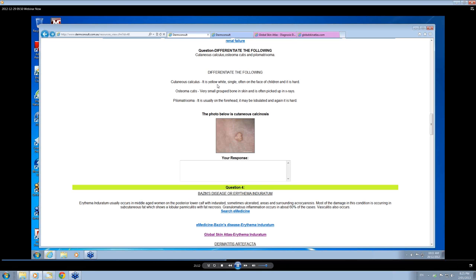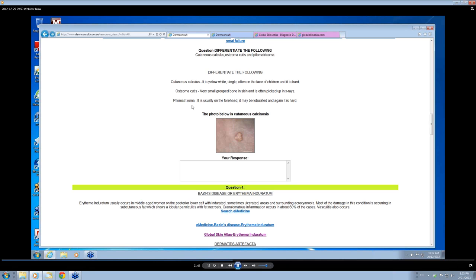Cutaneous calculus, yellow-white, single, often on the face of children, and it's hard. Tumoral calcinosis can look very similar. I remember getting a case in my exams where they showed me the x-ray. It was a short case, but they used to run an x-ray out to show the solid bit of bony calcification in the skin. Osteoma cutis, very small grouped bone in the skin, often picked up in x-rays. This is true. And pilomatrixoma, this one you're going to come across.